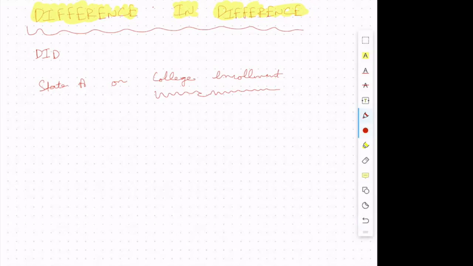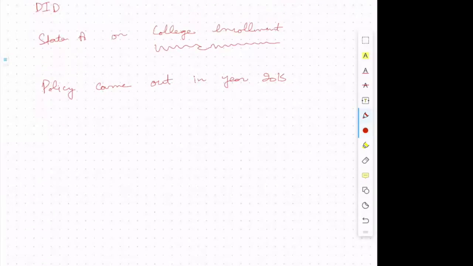How can we do it? So let's think of ways we can understand the impact of this program on college enrollment. Now, one way is to compare college enrollment before and after within state A. And let's make things more concrete. Let's say that the policy came out in the year 2015, and let's say we have college enrollment data for state A in year 2014 and also in year 2016. Now one might say that we can compare the college enrollment in state A in these 2 years, and that would say something about the impact of this program.